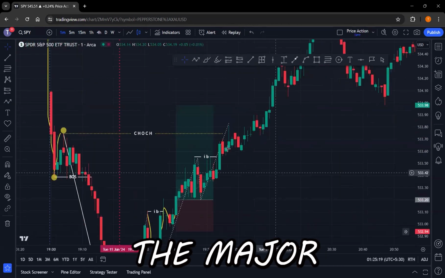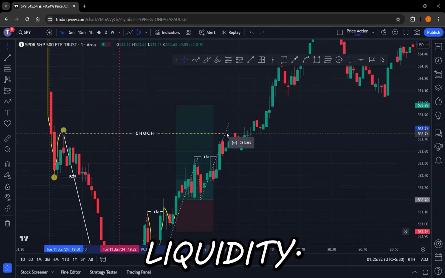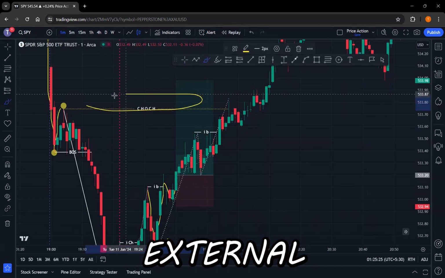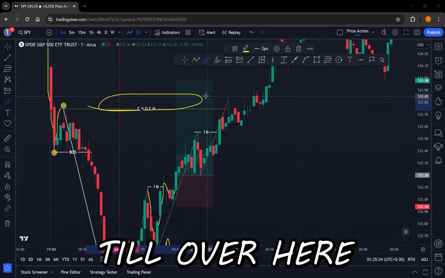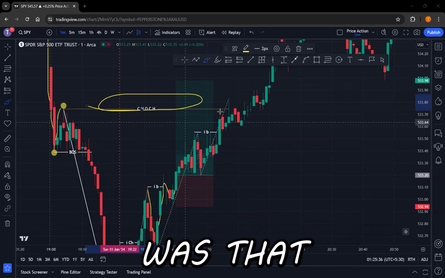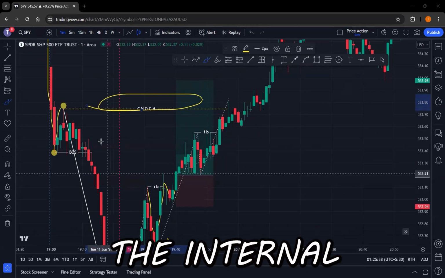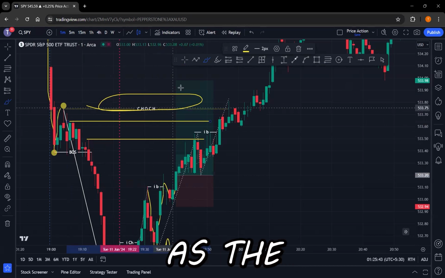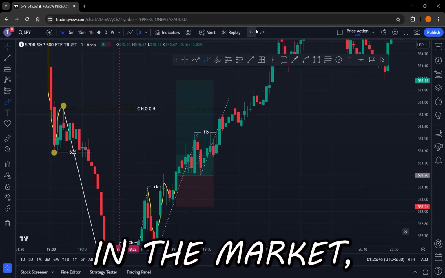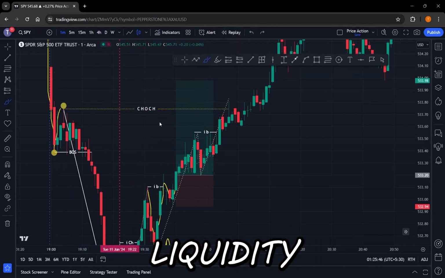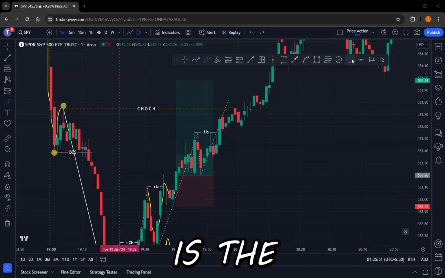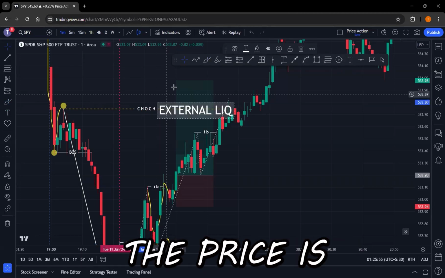Okay, now this is the major point where you have to understand the liquidity. Price is now taking out the external liquidity. Till over here, what was happening in the market was that the price was taking out the internal liquidity. The stop losses are present over here and over here. And now, as soon as the price crosses above this major high in the market, this is where the external liquidity is being taken out. So we can mark over here that this is the external liquidity that the price is trying to take out.